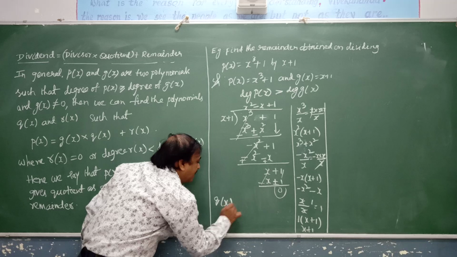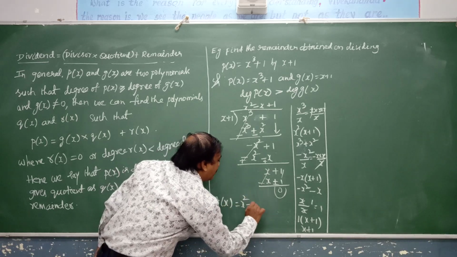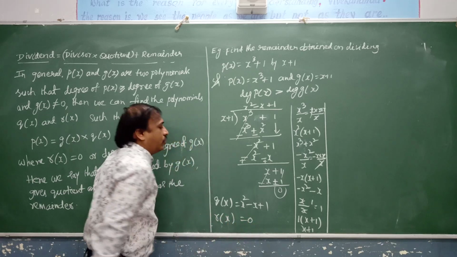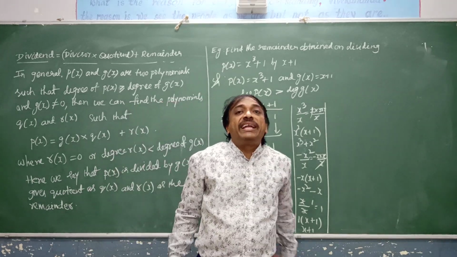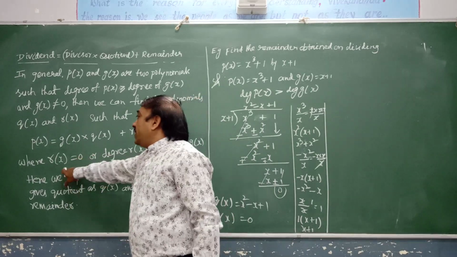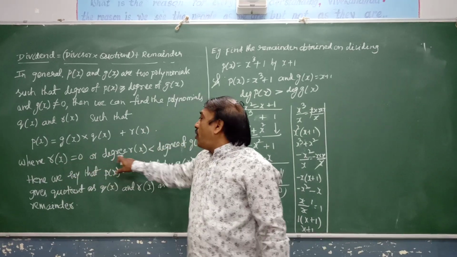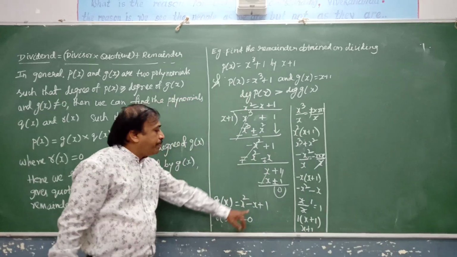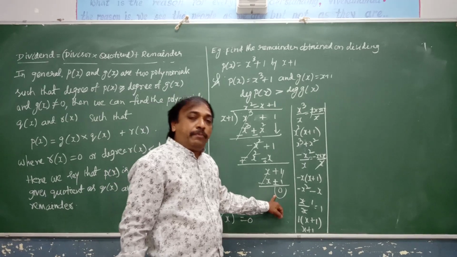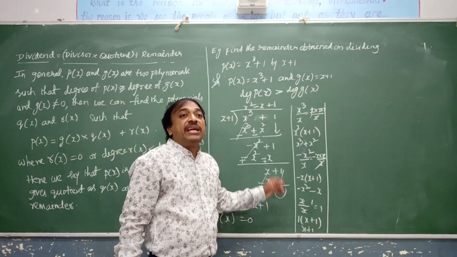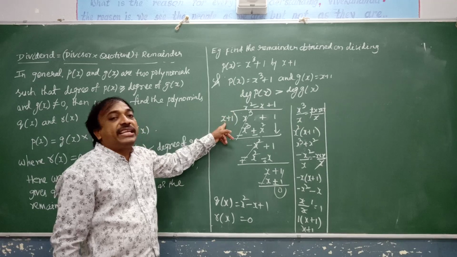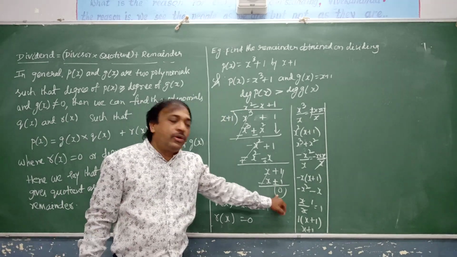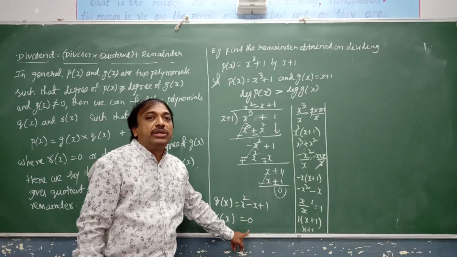So q of x is equal to x squared minus x plus 1 and r of x is equal to 0. Remainder: you see now, r of x is equal to 0 or the degree of r of x is less than the degree of g of x. Sometimes you may obtain here a binomial or a monomial or whatever term, whose degree will be less than the degree of the divisor, and the degree may be 0. So we obtained r of x is equal to 0.